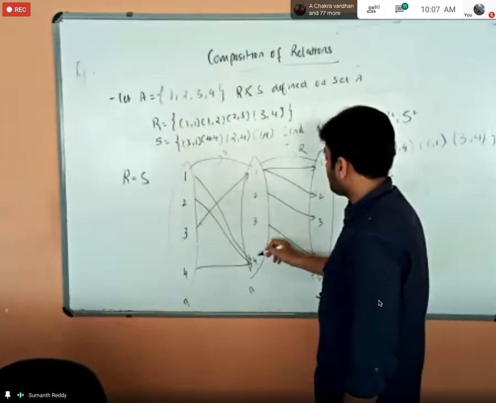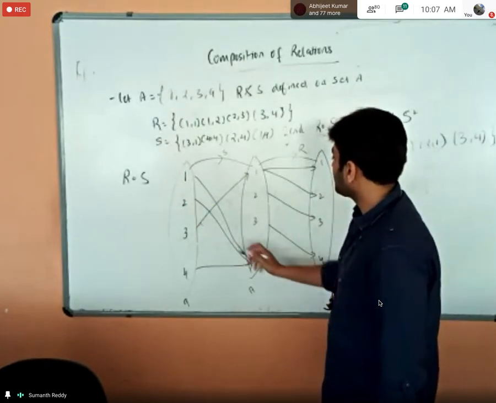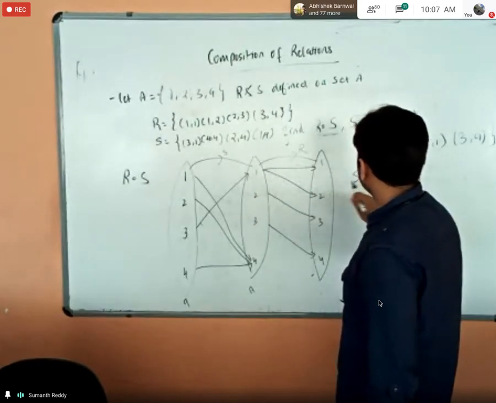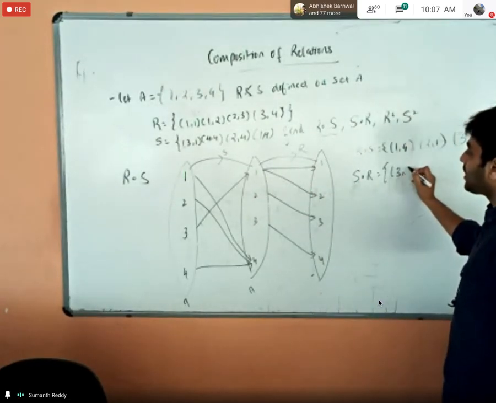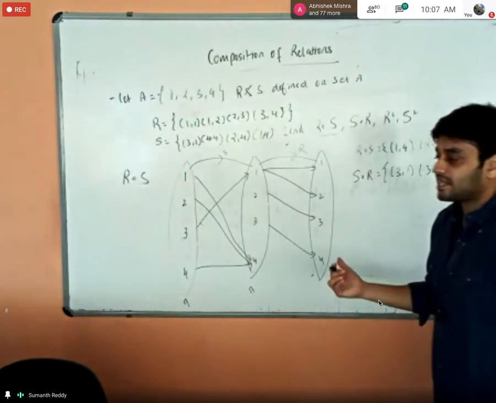1 leads to 4, but 4 does not lead to anything. The same is the case with 2: 2 leads to 4 and 4 does not lead to anything. Whereas 3 leads to 1, and 1 also leads to 1 and 2. So based on this, I can write (3, 1) and (3, 2). That's all. Okay, so this is S composition of R.